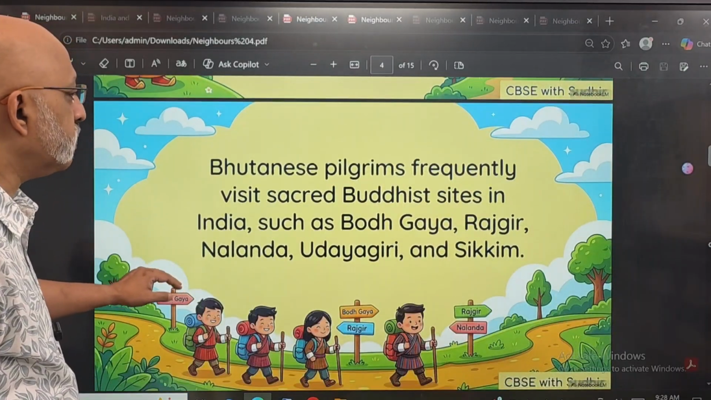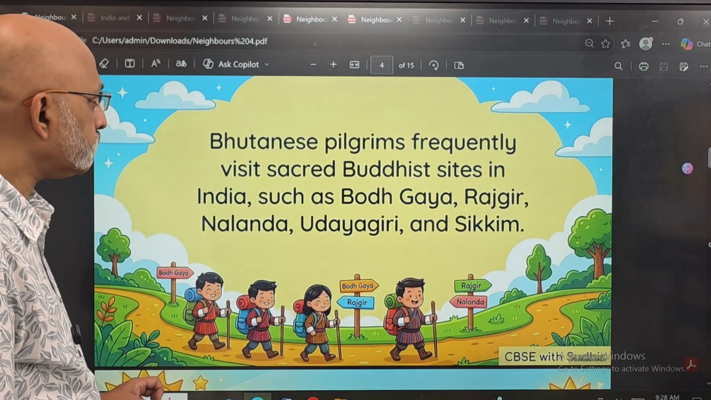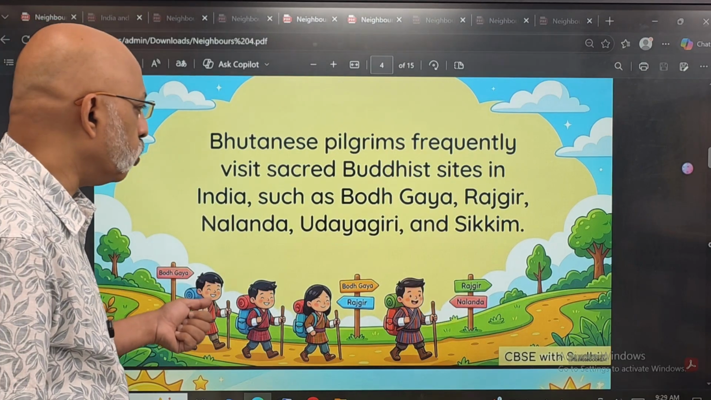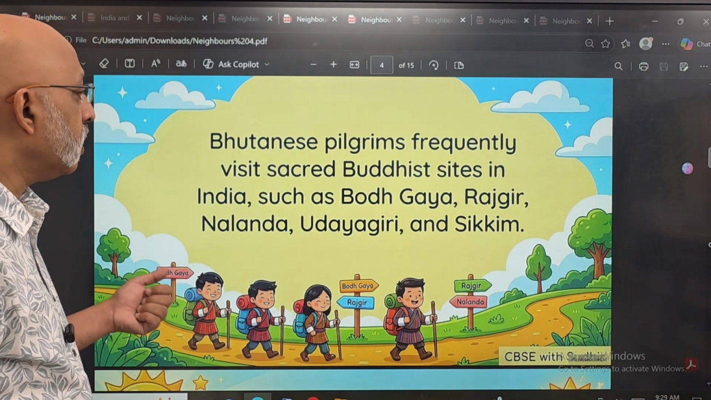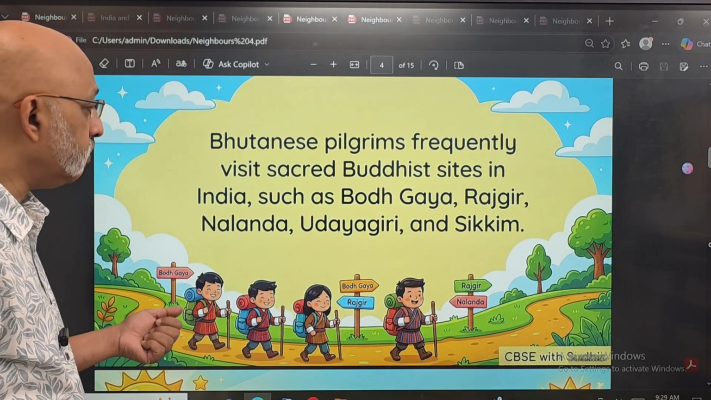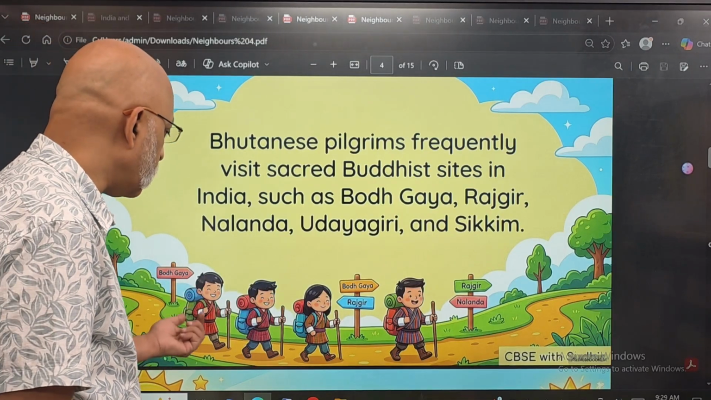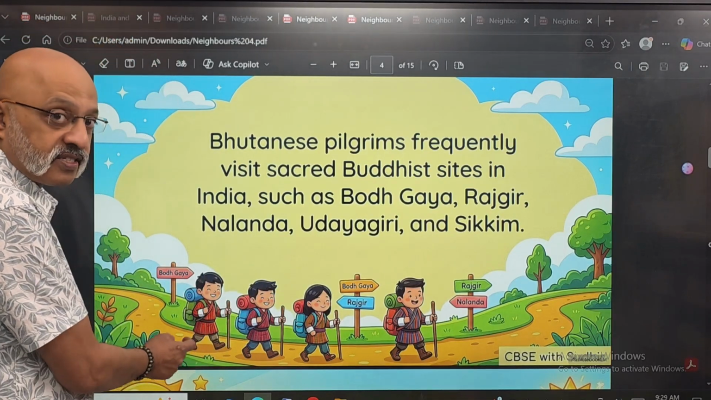Then Bhutanese pilgrims frequently visit sacred Buddhist sites in India such as Bodh Gaya in Bihar, Rajgir, Nalanda again in Bihar, Udaygiri and Sikkim. So in all these places there are a lot of, this is the typical Bhutanese dress.